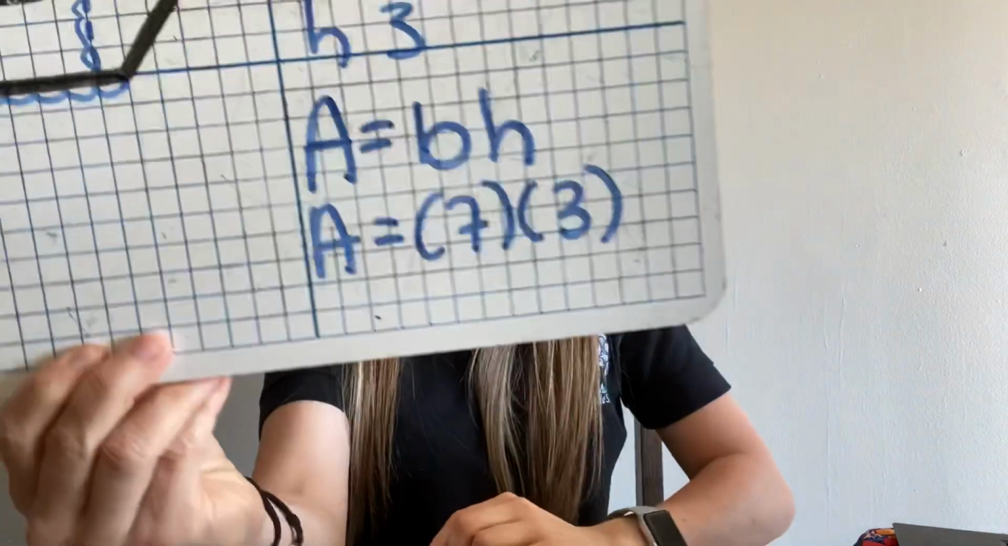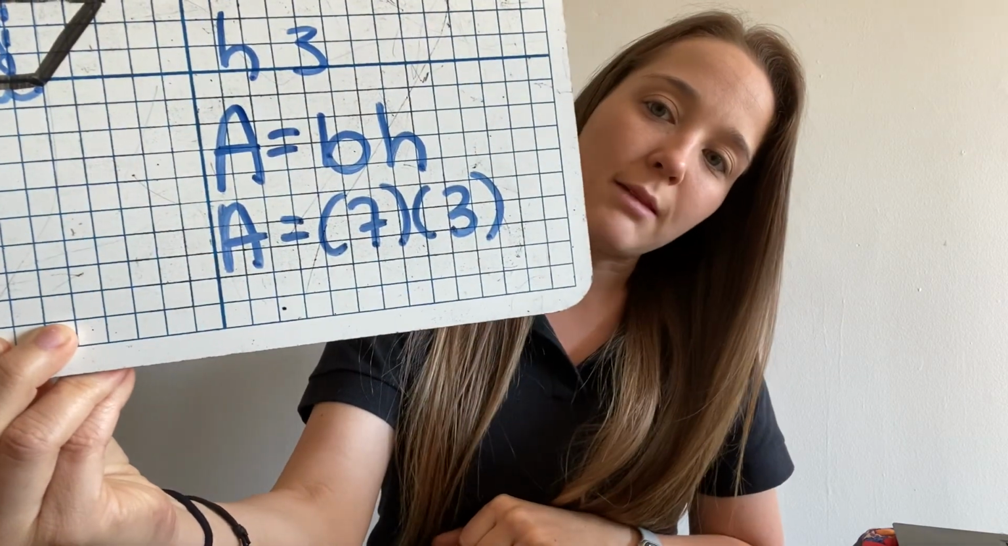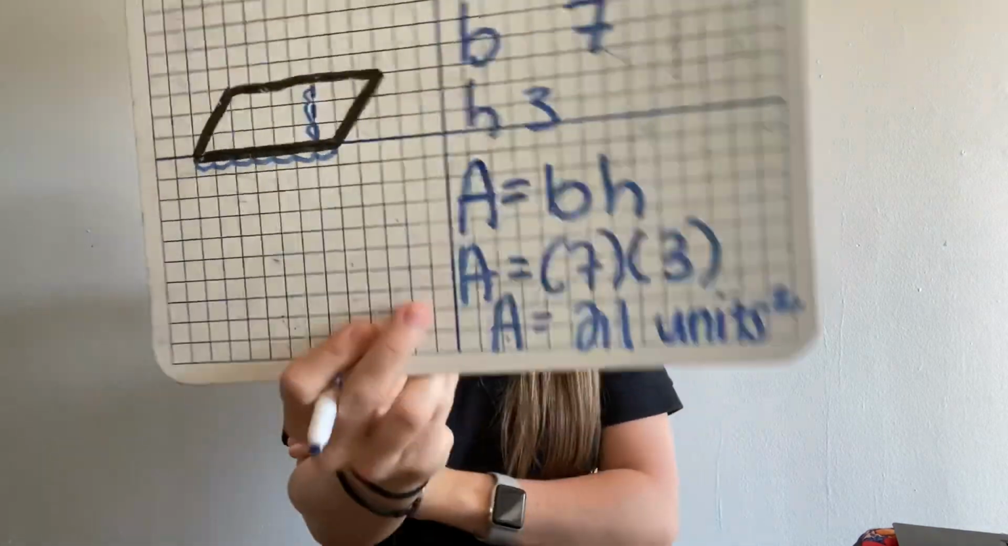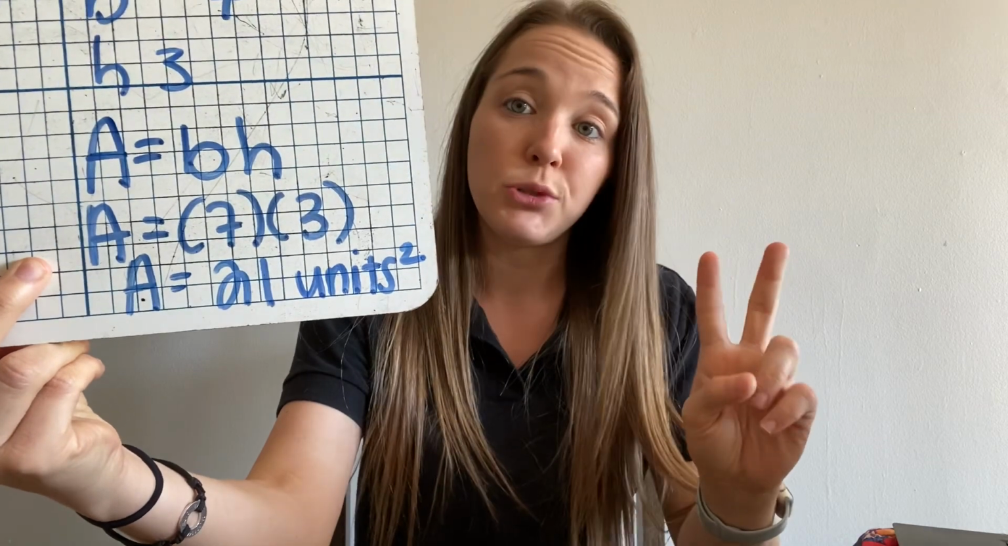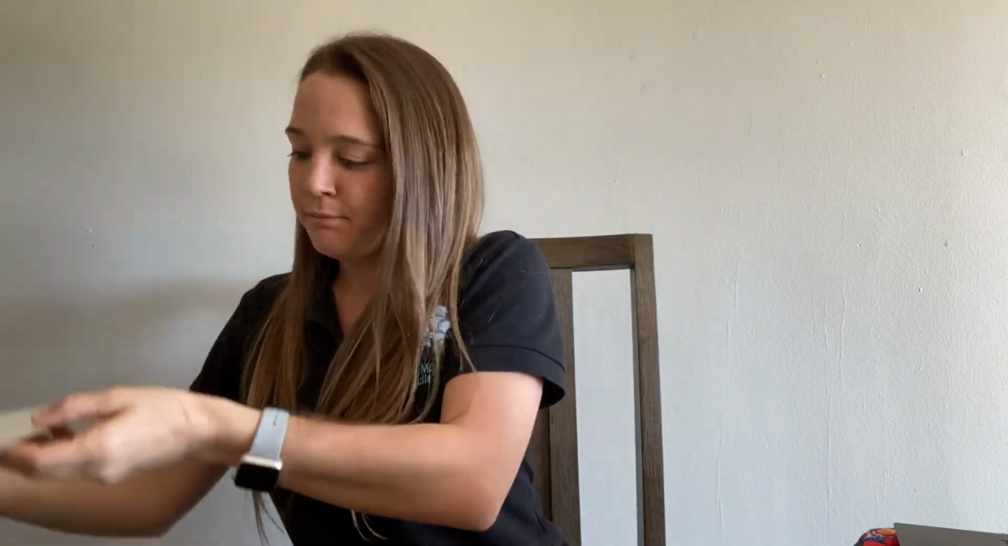So when we actually go to solve that out and we write our area equals base times height, we're going to write area equals 7 times 3. And then 7 times 3 is 21. So our area is going to equal 21. Now, if we don't have a unit given like centimeters or millimeters or inches or feet, we're just going to use units squared. And area is always squared because we're multiplying base times height, we're multiplying 2 dimensions together, okay? So 21 units squared.